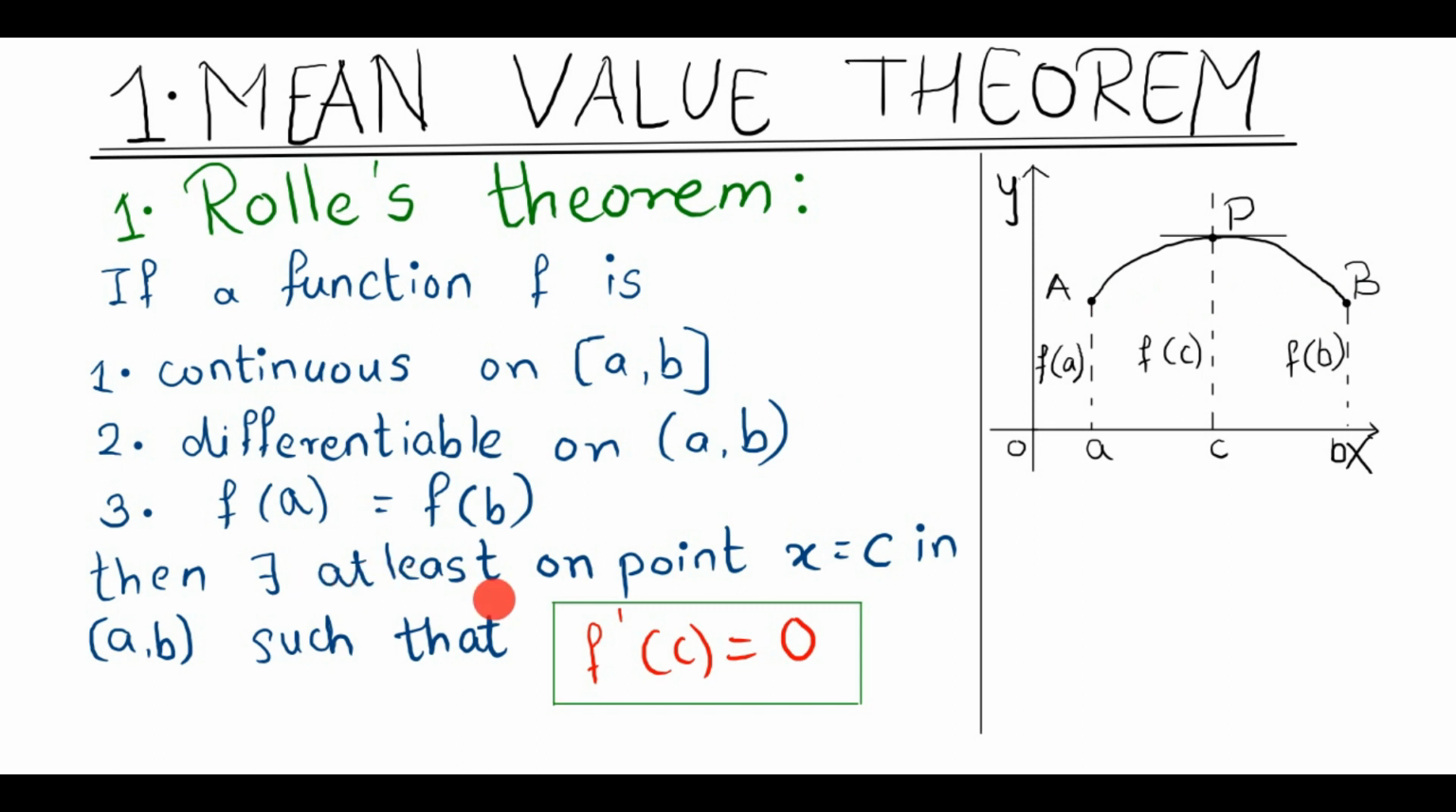So now we can say that there is a point c between a and b such that at that point the tangent to the curve is parallel to the x-axis, which means its derivative is equal to 0.